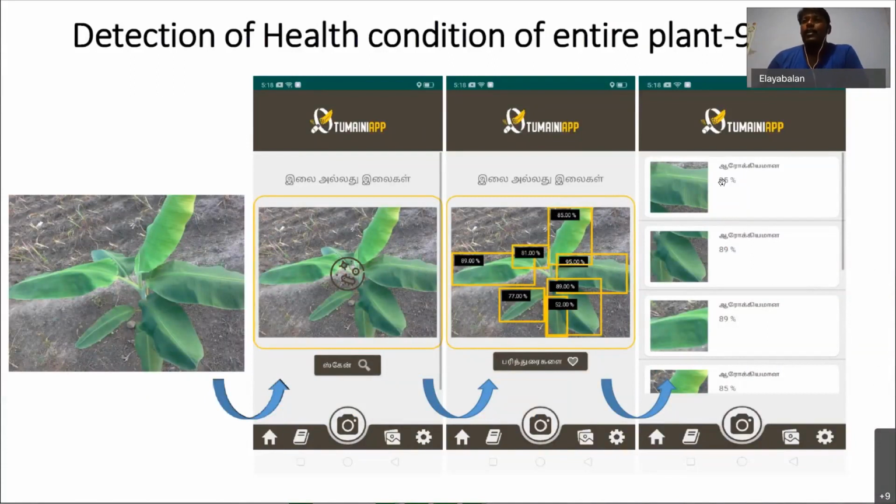Your banana is healthy, 95%, and growing 99%. If the banana is 95% healthy, it means everything is going to give good bunches. So that's why we are giving a healthy class. Based on the healthiness of the plant, the yield is predicted.